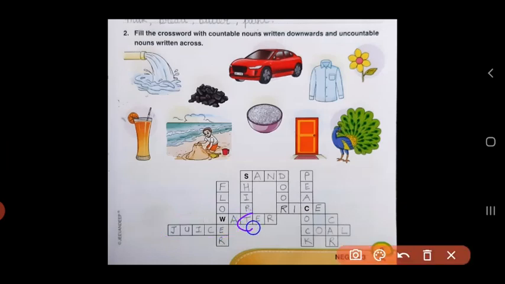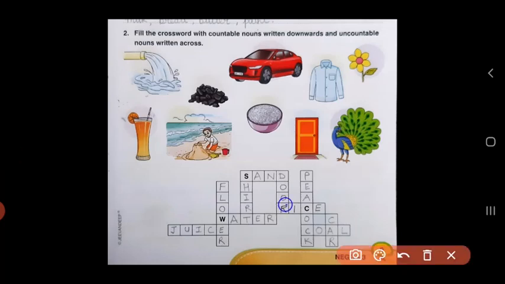Then we have T over here and S over here. So we have shirt and shirt is a countable noun. Now uncountable starting with S will be sand. So copy down sand. Then if we look with D, door. So door is a countable noun and you have to copy it over here.